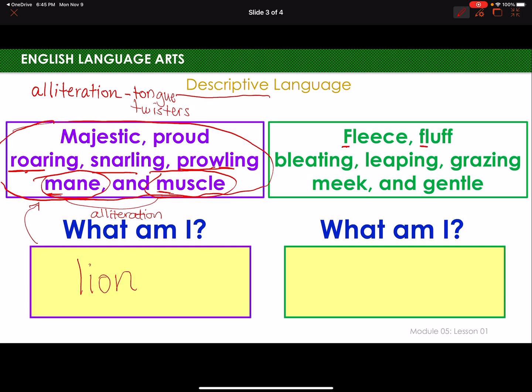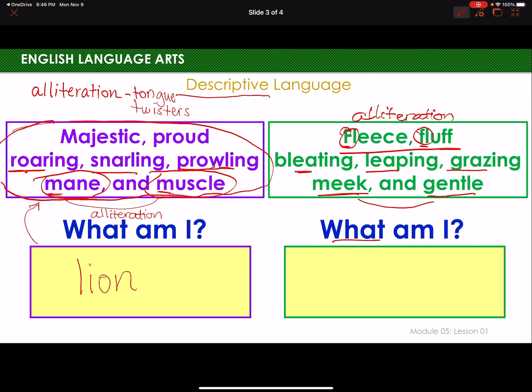Fleece and fluff both begin with the f sound. So this is another example of, you guessed it, alliteration. Now let's see if we can figure out what this stanza is describing. Fleece, fluff, bleating, that is a sound, like bleh, bleh, that is bleating. Leaping, grazing, means an animal that eats grass. Meek, that's gentle. So meek and gentle are synonyms. They mean the same thing.